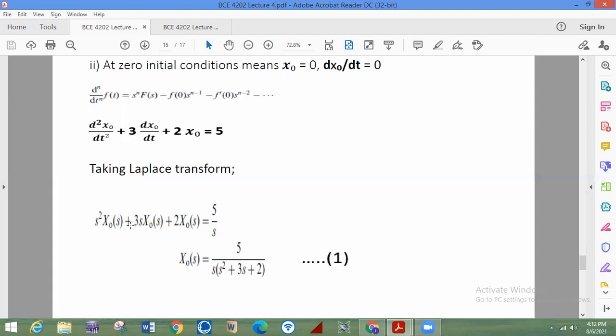So plus 3, then times what you get after applying this property in this first derivative. We said the first derivative.